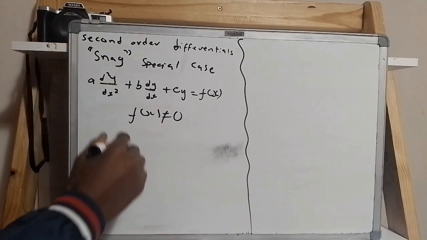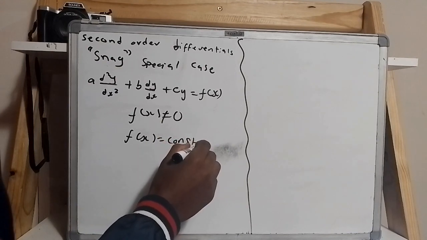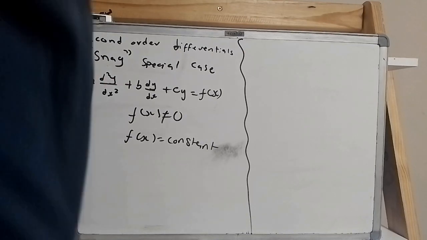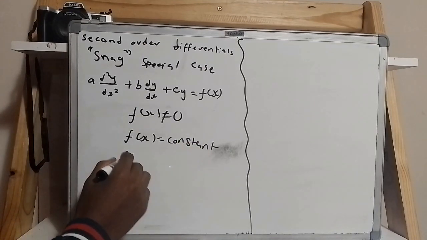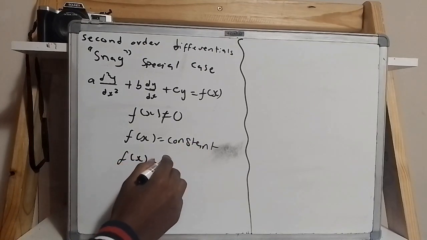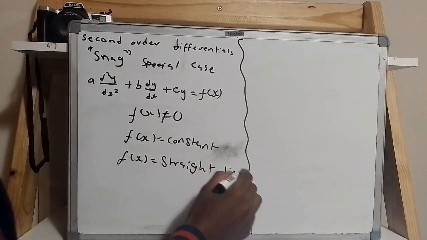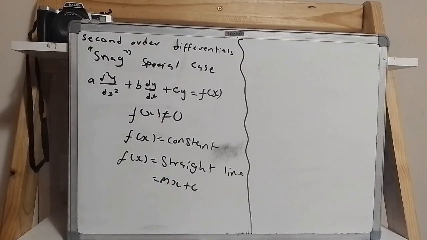In the previous video we did where f of x is a constant. We did, I think, two problems where f of x is a constant. The two previous videos focused on constants. Today we focus on a straight line, which is mx plus c, right? We focus on that.